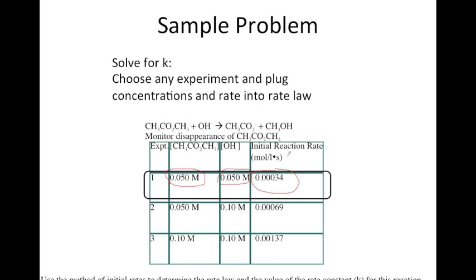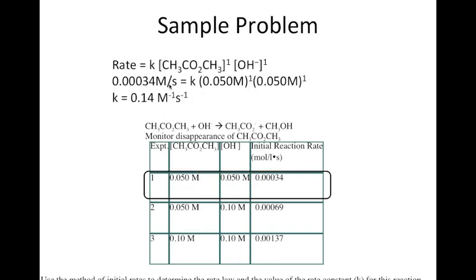When I do that, be sure to include your units. Okay, so that's what I've done here. You can see that I've plugged in the rate from experiment 1 along with the units is equal to K times the concentration of CH3CO2CH3 here, and don't forget your exponents, and the concentration of hydroxide from experiment 1 here along with the order here. Solving for K, I get a K value equal to 0.14, and the units, because this is a second order reaction, are molarity to the -1, seconds to the -1.